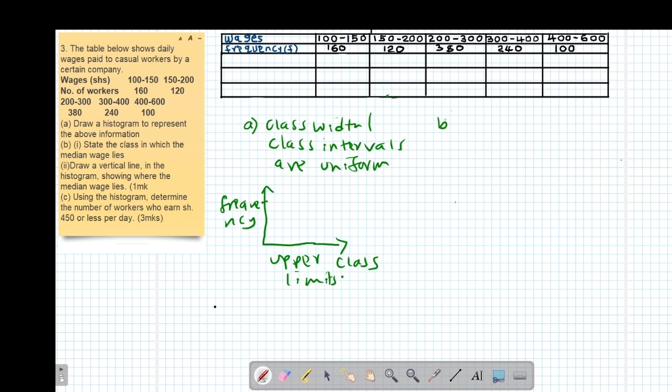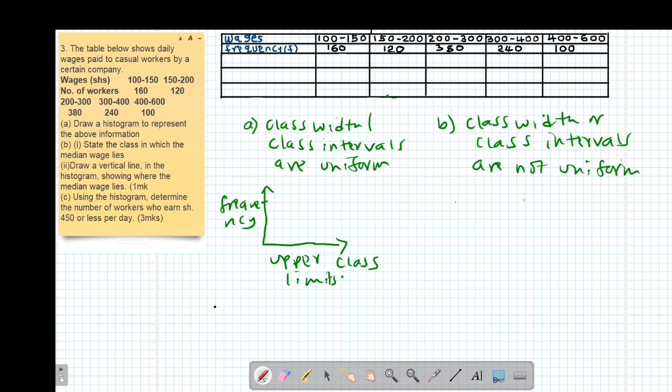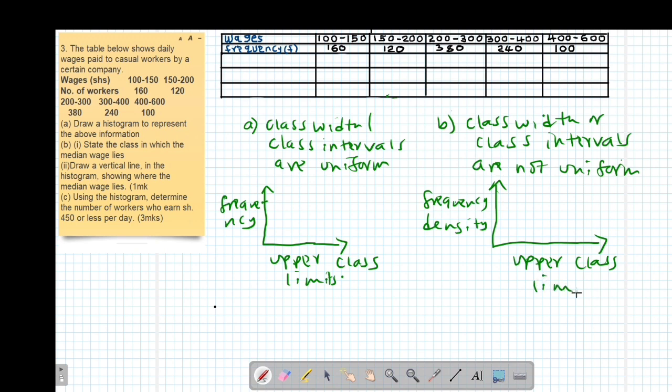Then part B is when the class width, or what we are calling the class intervals, are not uniform. For such a case, we usually plot what we call frequency density against upper class limit. So here we plot frequency density against upper class limits. So what determines what you are going to put on your vertical axis is actually the uniformity of the class width or the class interval.